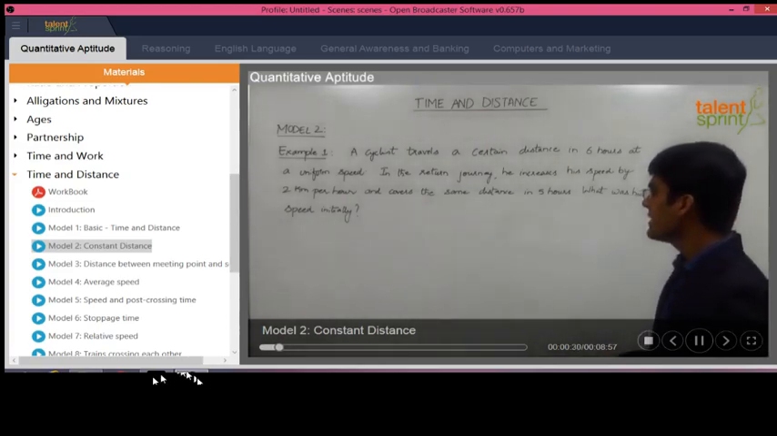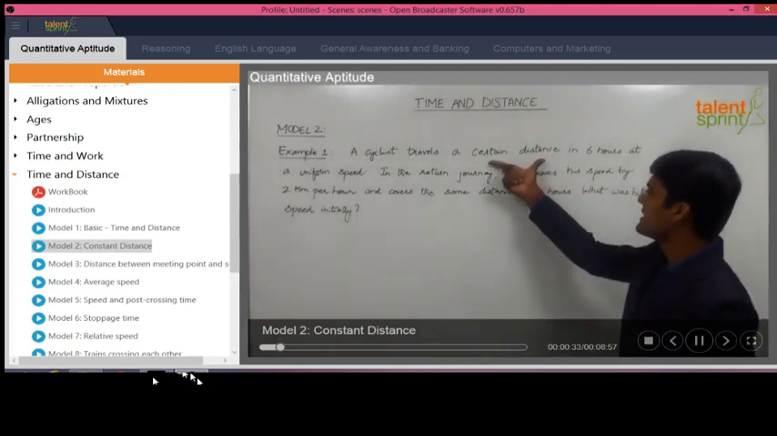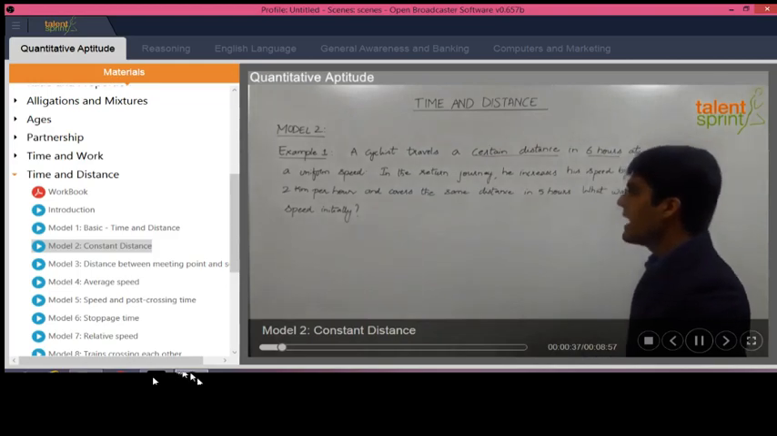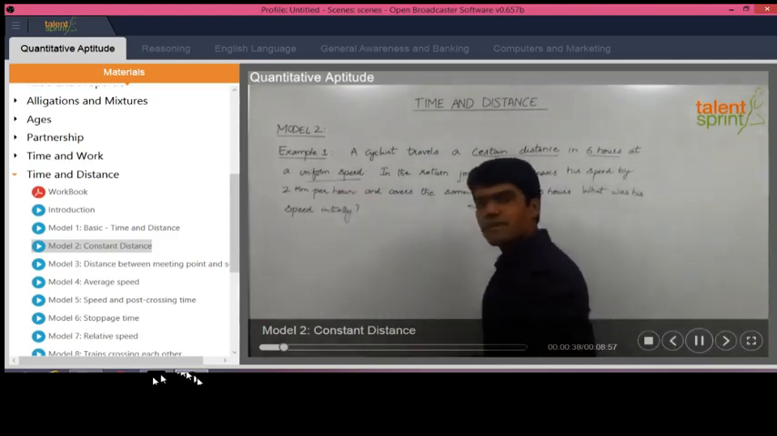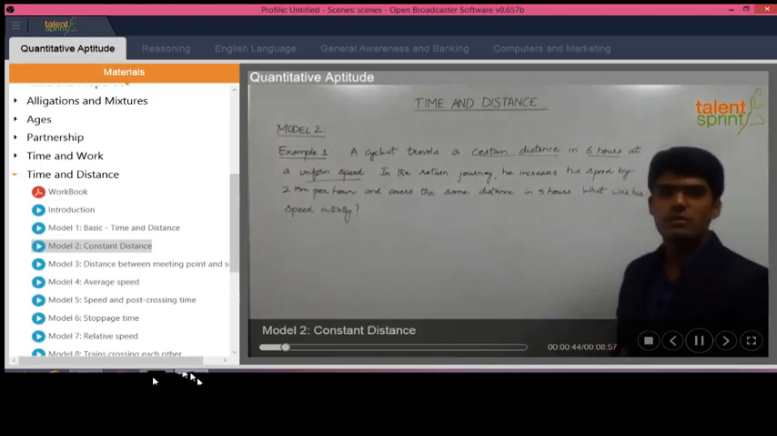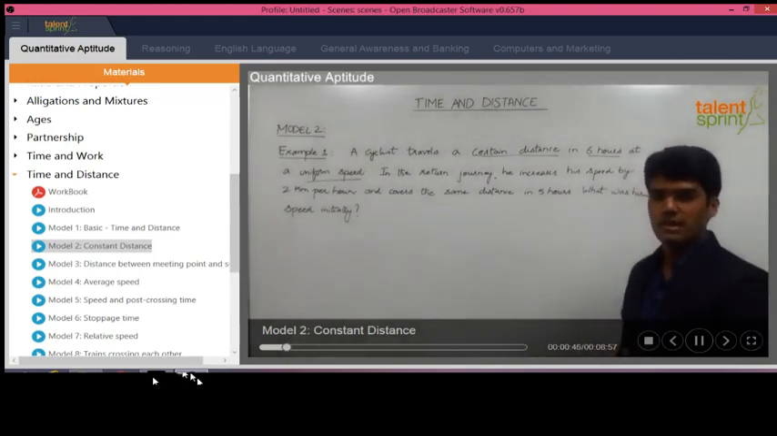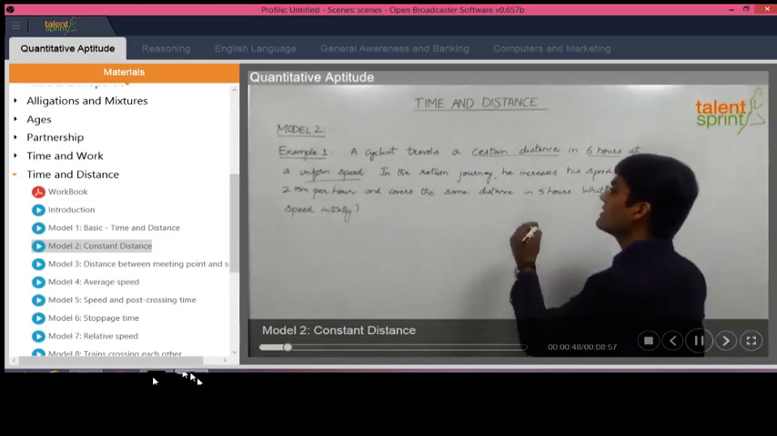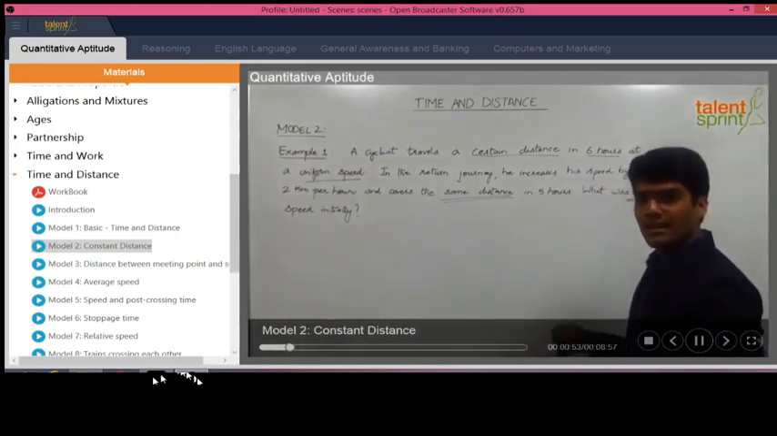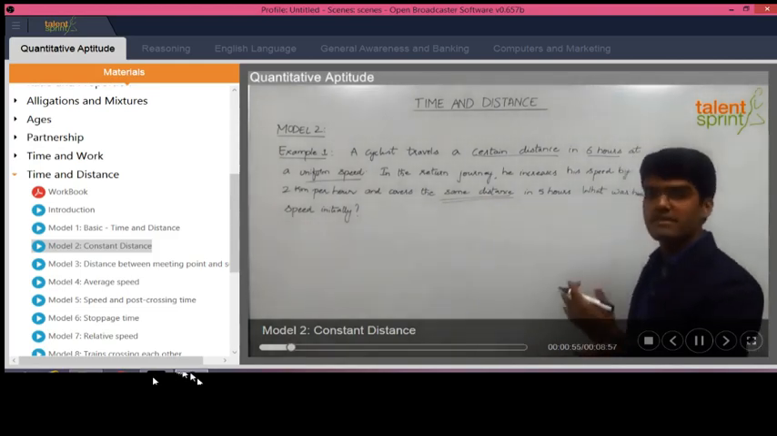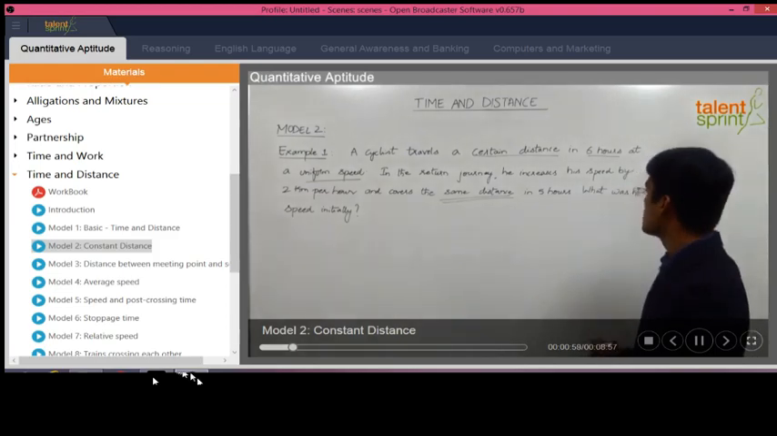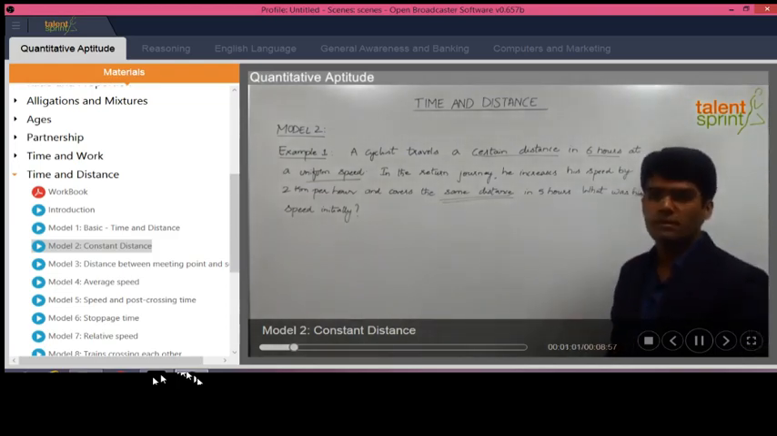So as you can see here, initially the cyclist travels a certain distance in 6 hours. So the distance covered is in 6 hours at a uniform speed which has not been specified. In the return journey, he increases his speed by 2 kilometers per hour. So there is an increase in his speed in the return journey and covers the same distance. Remember friends, this is the most important part of the question, that the cyclist is covering the same distance in the return journey. And that is done in 5 hours. So we need to find out the initial speed of the person here.